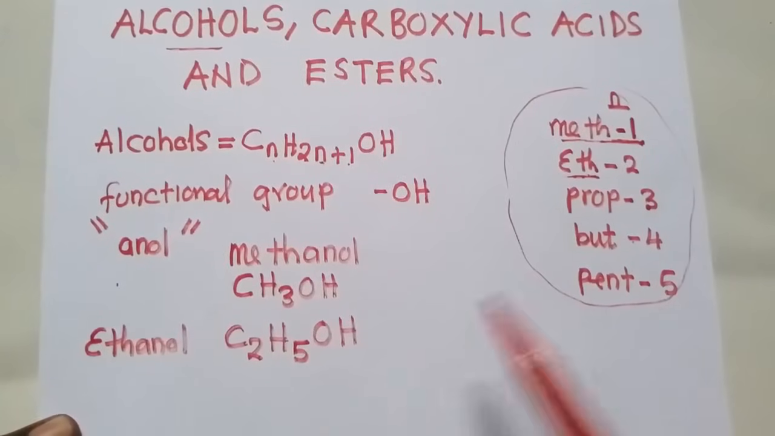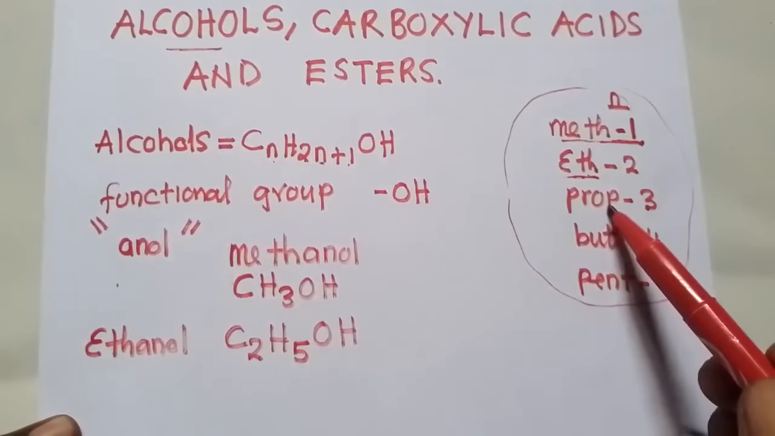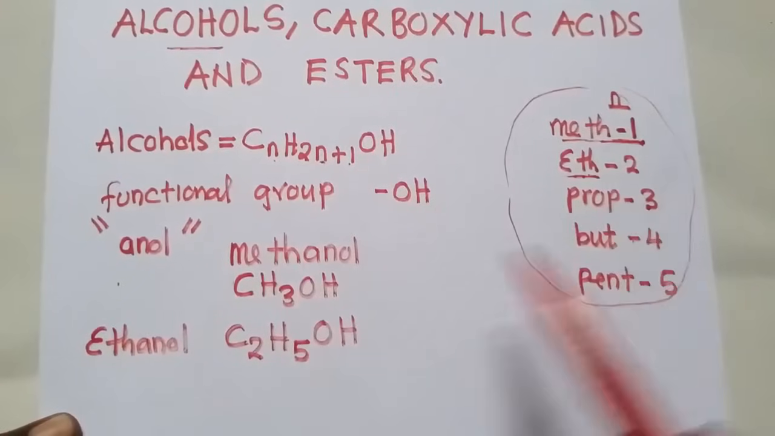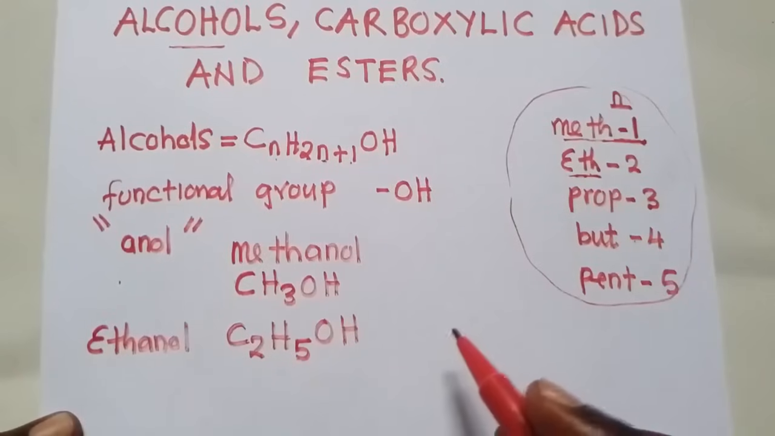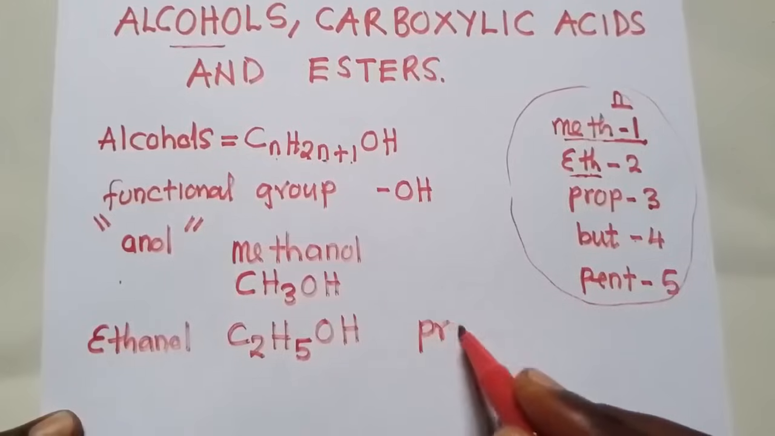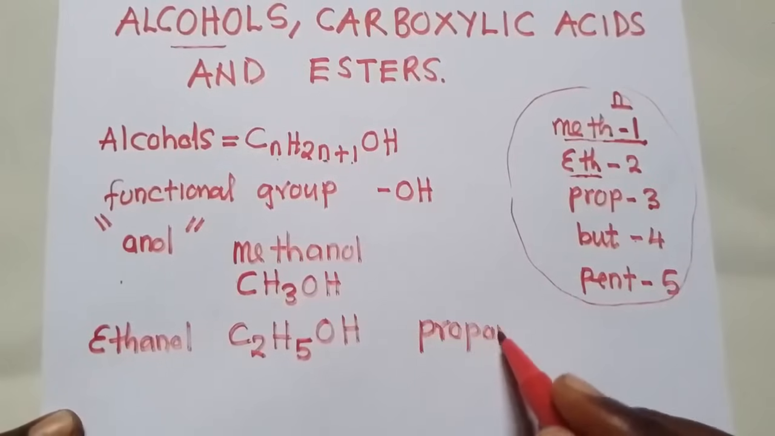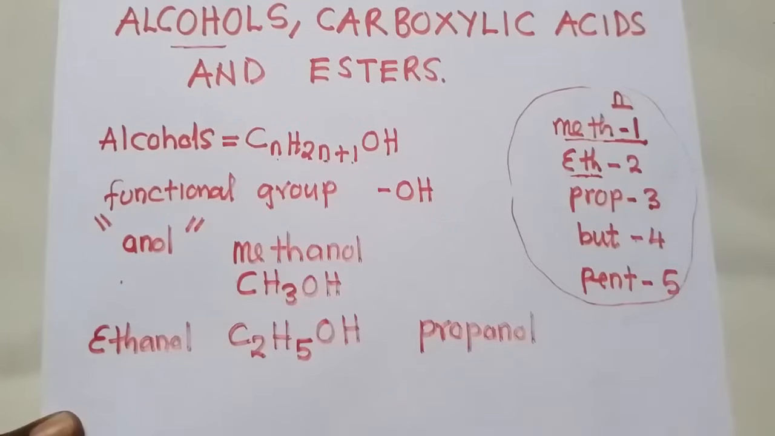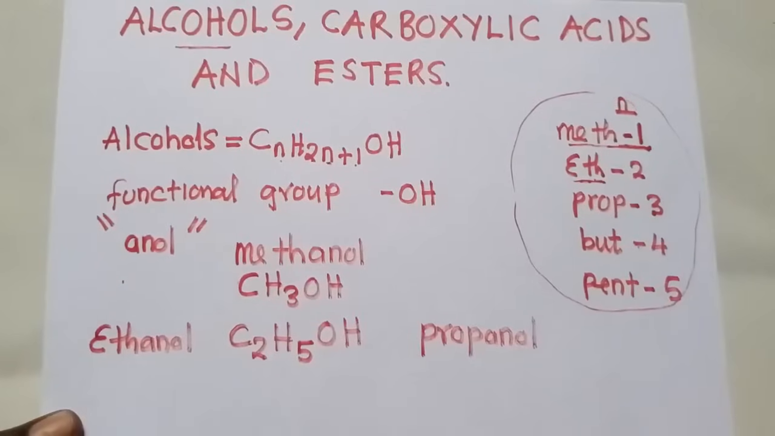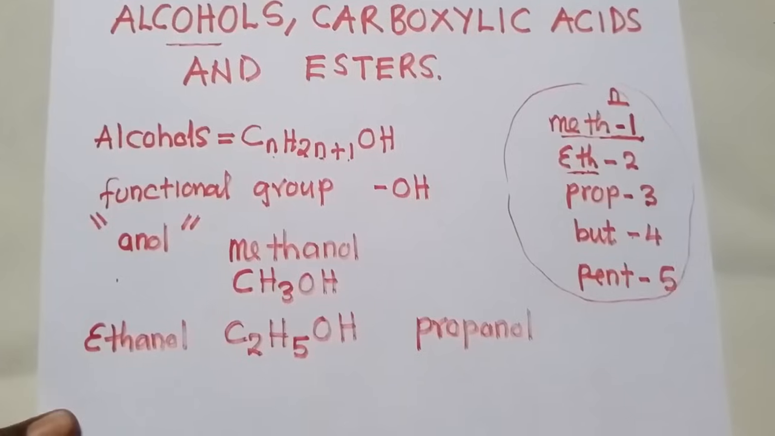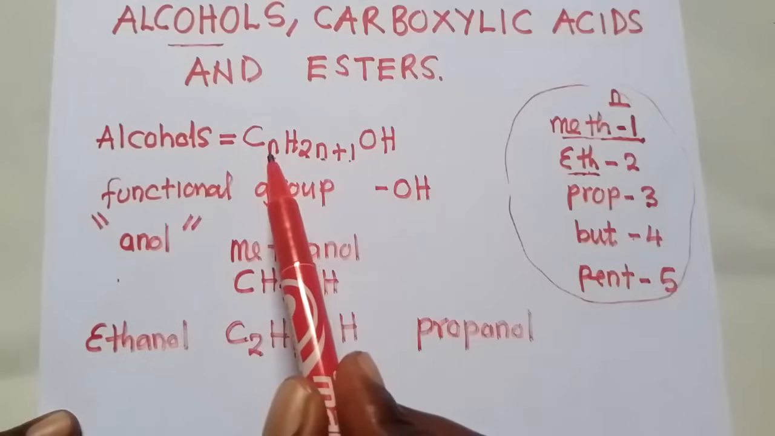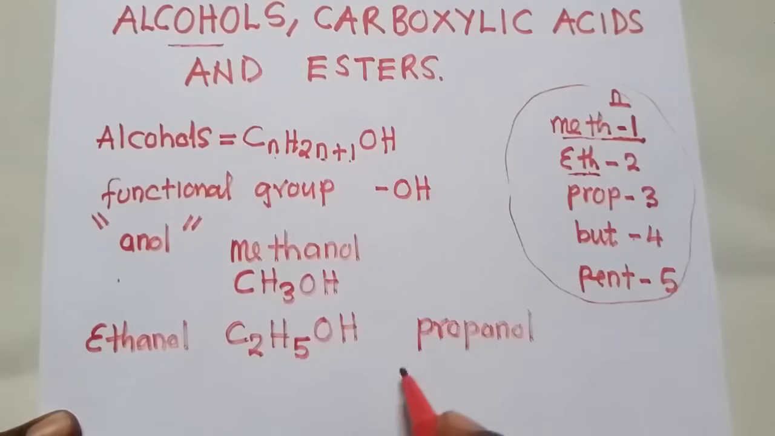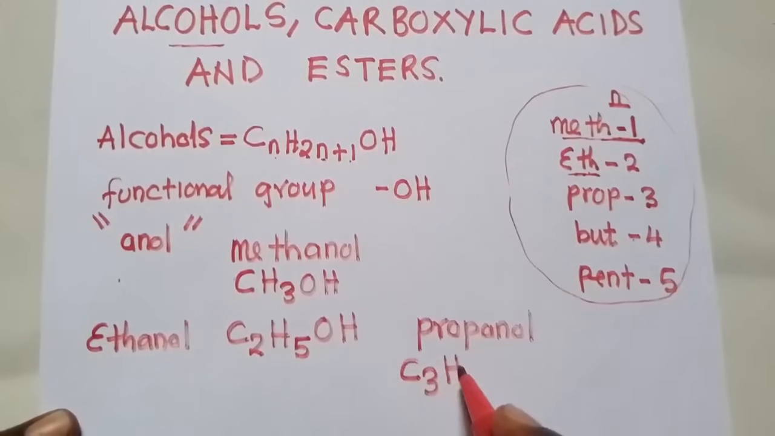Even if I want to write the third member, which is prop, under alcohols it will be called propanol. Have you seen propanol? This is how it is going to be called. So for propanol, n is 3. So I put 3 and say C3 like that. Then I say H.